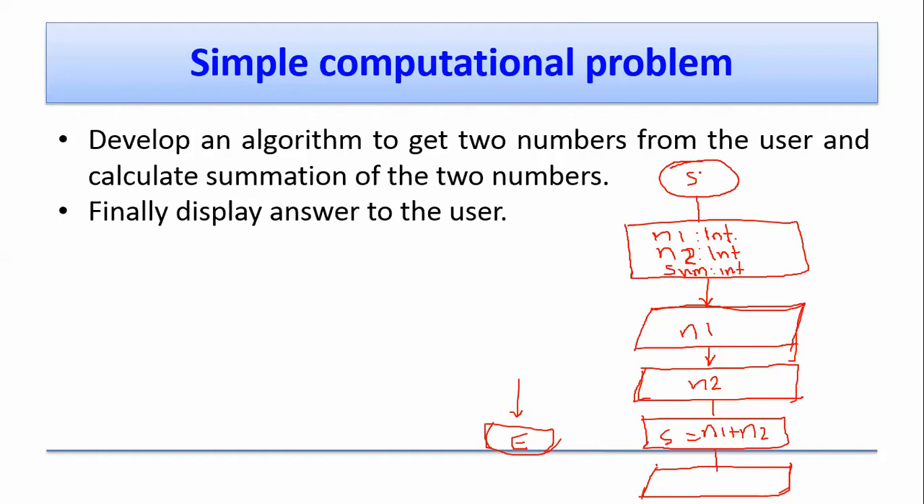Okay, so this is the starting of this algorithm. Here I prepare three spaces for two inputs and to store the summation. That is process. Then here I'll take the input for number one, and here input for number two. Here I do the calculation, summation is n1 plus n2, and then here I output. Here I can say output summation is. So that is output.